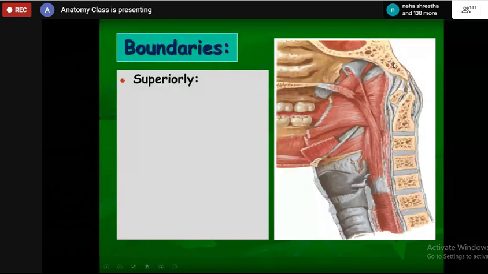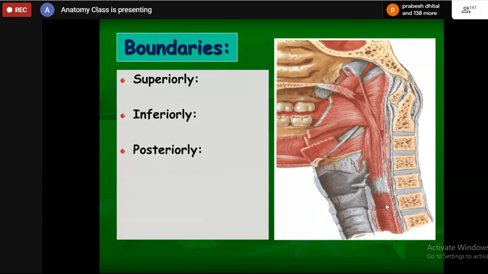Now to come to the inferior boundary, what is there? At the level of the C6 vertebra, the pharynx will continue downward as the esophagus. So that is the inferior one. Now see posteriorly. What is there in the posterior? Six cervical vertebrae, C1, C2 up to C6. Then in between those vertebrae, we have the intervertebral discs. All those are the intervertebral discs.